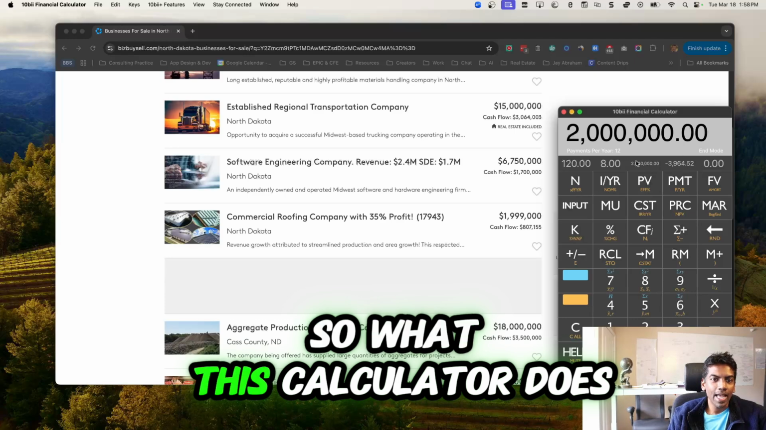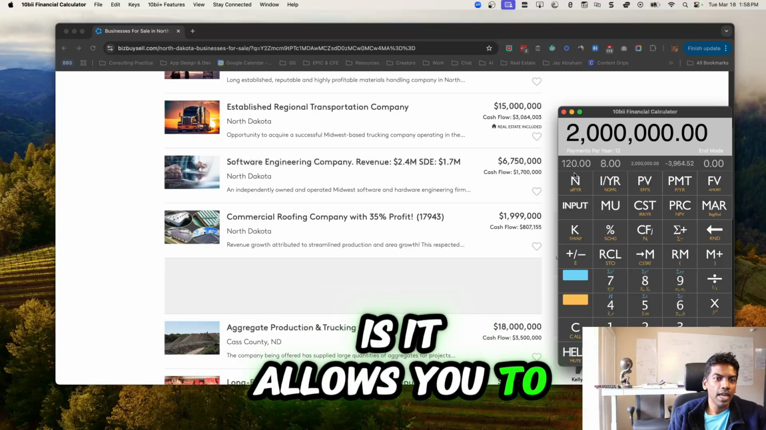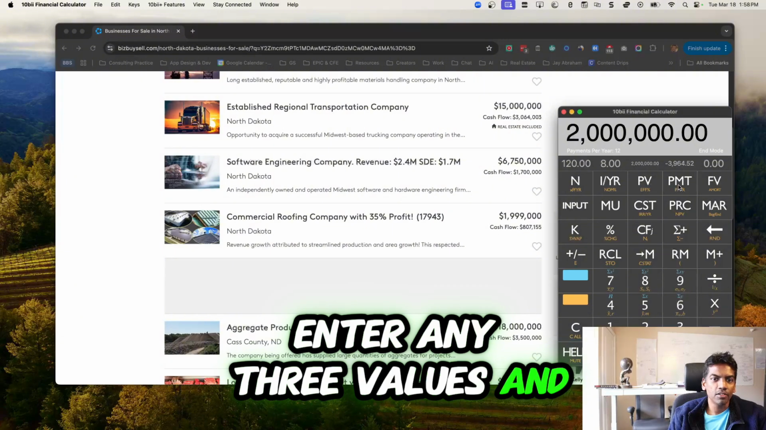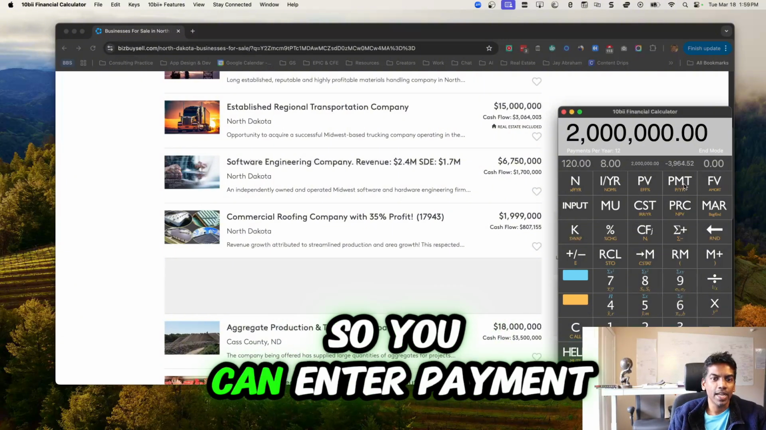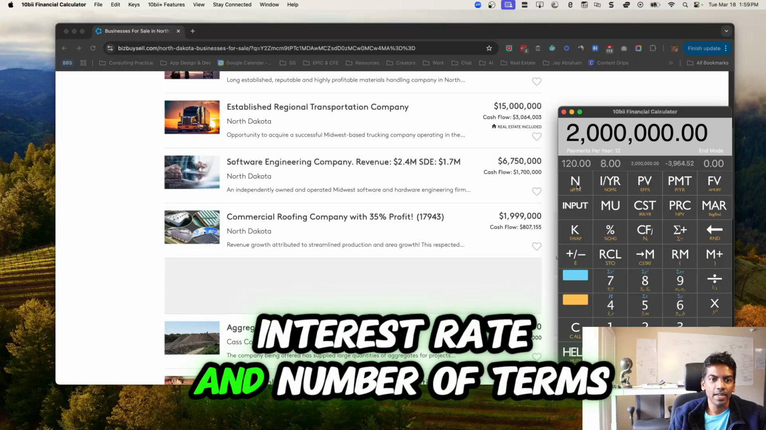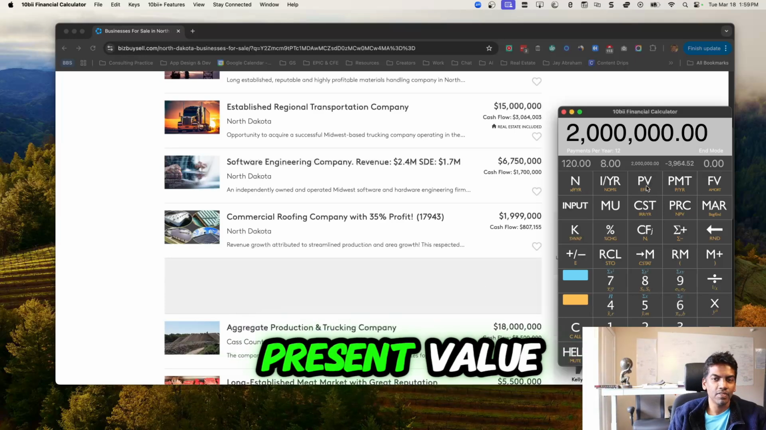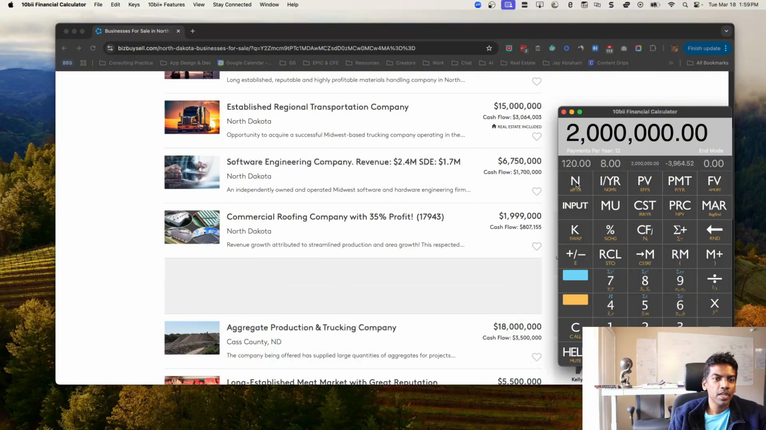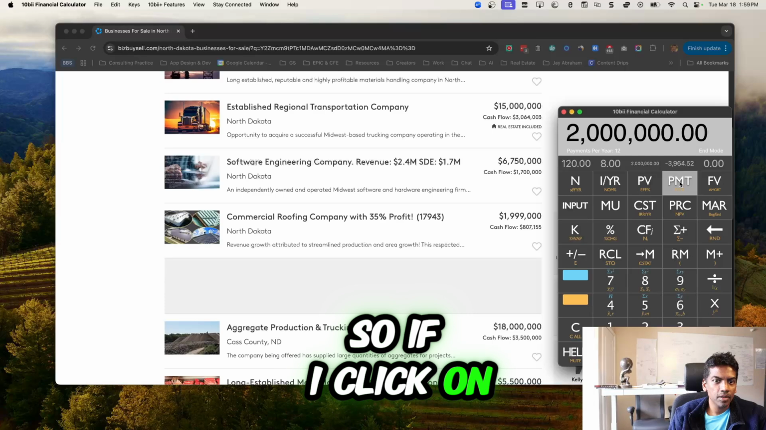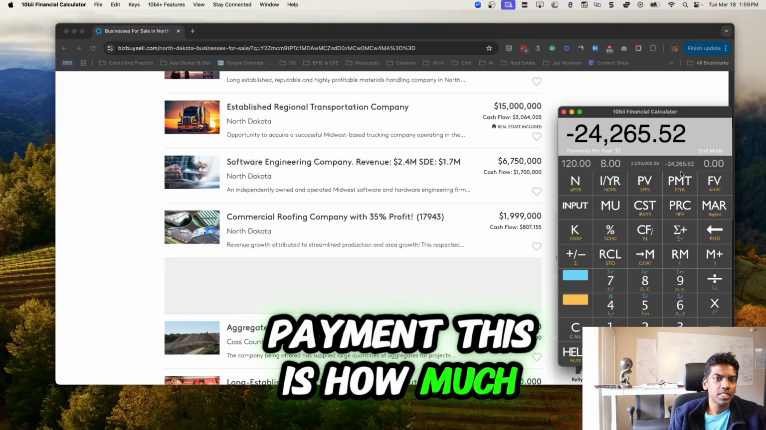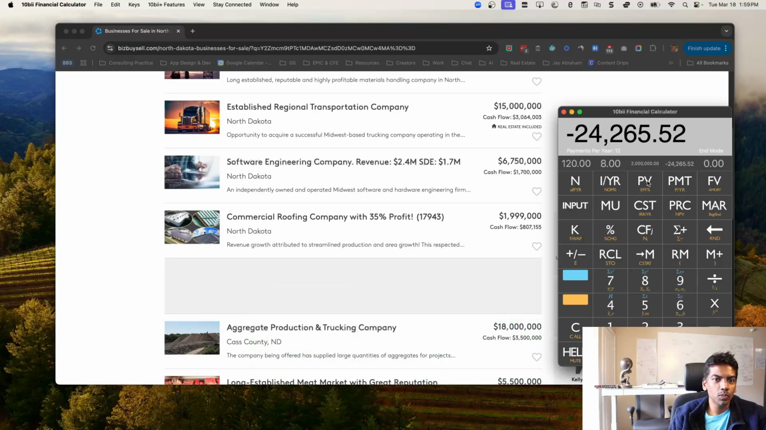What this calculator does is it allows you to enter any 3 values and find the 4th value, and you're going to always keep the FV 0. So you can enter payment, interest rate, and number of terms, and you can get the present value. Anyway, in this case, I entered the number of terms, the interest rate, and the present value. So if I click on payment, this is how much the payment is going to be for that $2 million loan at an 8% interest rate over 120 payment terms.